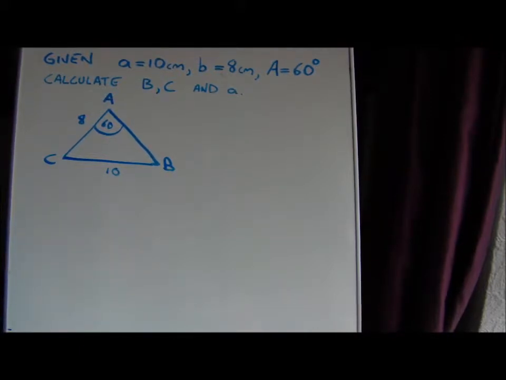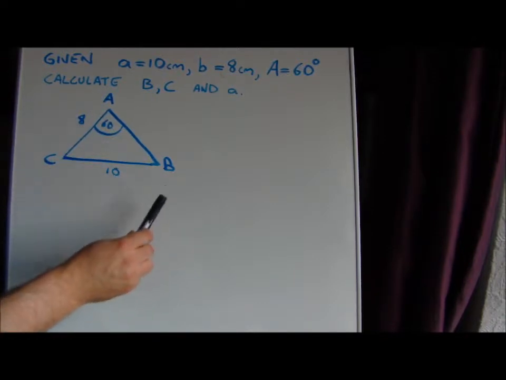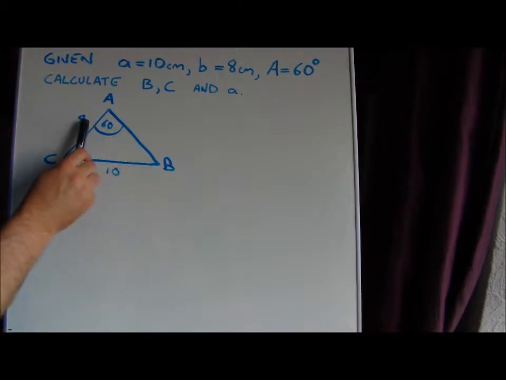We have to decide which angles we can calculate now. So the sine rule requires us to know an angle and its opposite side. For angle B, we know the side opposite. For angle C, we don't know the side opposite. So we're going to have to begin with calculating angle B.